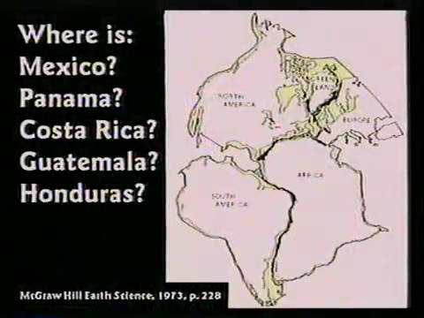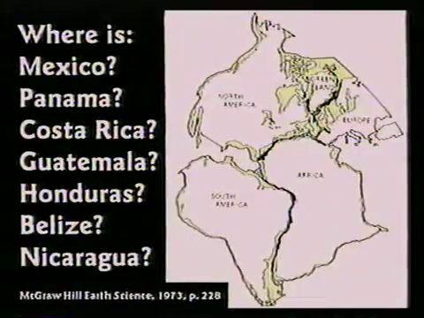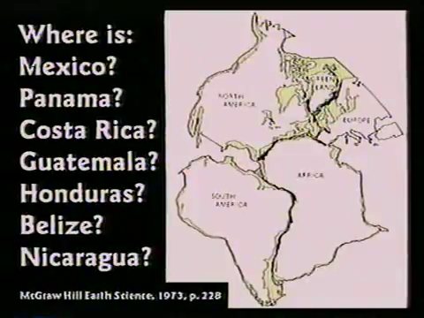Here's a map of Pangaea from McGraw-Hill Earth Science, 1973. Where is Mexico? You can get any textbook that shows Pangaea and just state, where's Mexico? Where's all of Central America? I mean, I've been to most of those, or many of those countries, flown over all of them. Some pretty good size. So they just simply take them out because it makes the continents not fit. So anything that makes a theory not work, well, let's eliminate it. That's not the way science works.